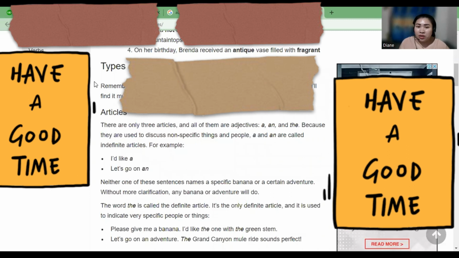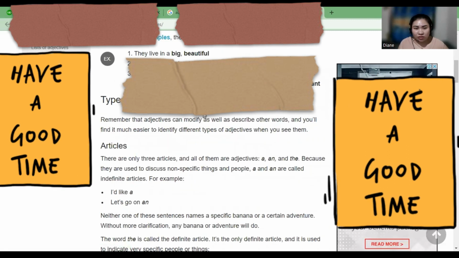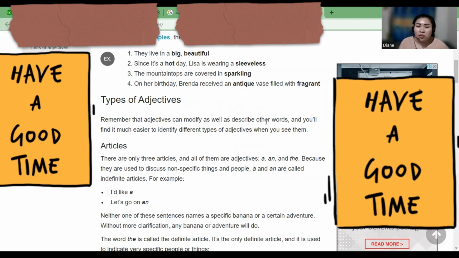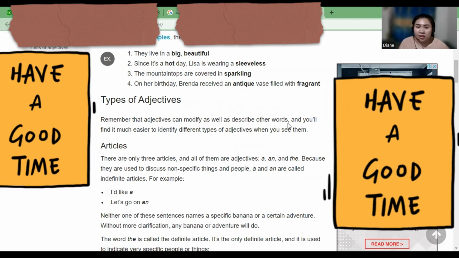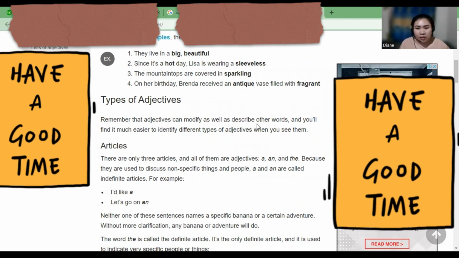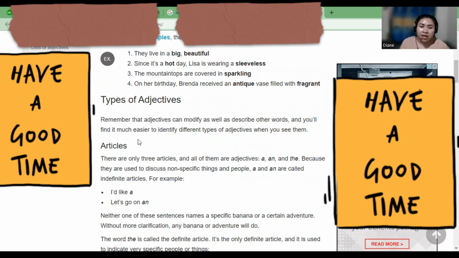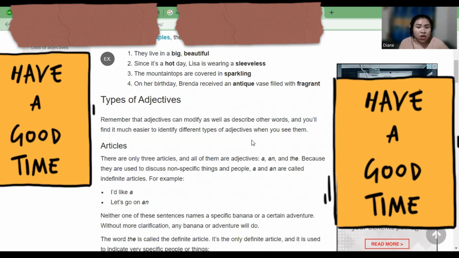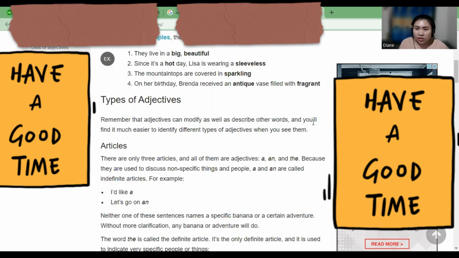Now let's go to types of adjectives. Remember that adjectives can modify as well as describe other words. When we say modify, it describes other words, and you'll find it much easier to identify different types of adjectives when you see them. Now let's get started with the first type.